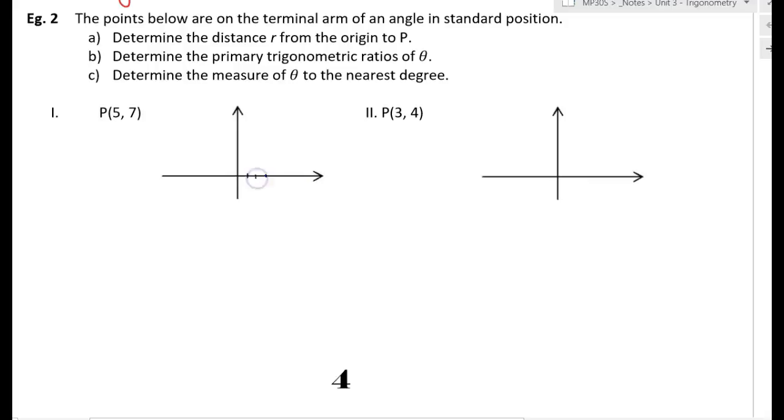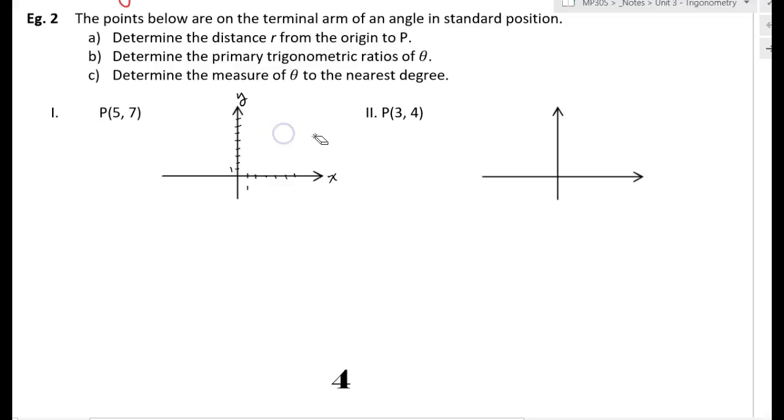So 1, 2, 3, 4, 5. Again, you want to make sure that your scale is relatively even if you are just estimating it in here. And so 1, 2, 3, 4, 5, 6, 7. Put one more in for good luck. Make sure I identify x and y. Identify my scale. Now I'm going to go 5 and 7. So my point's going to be here.